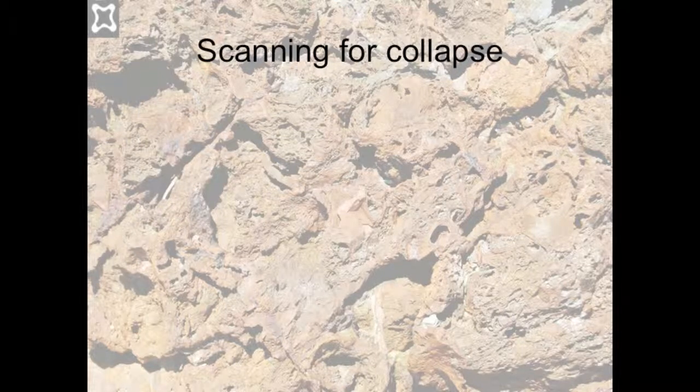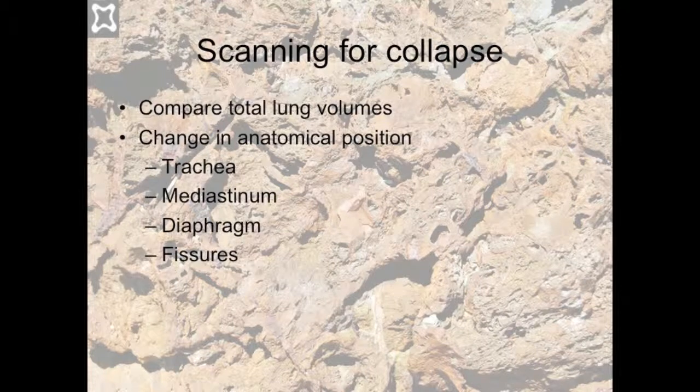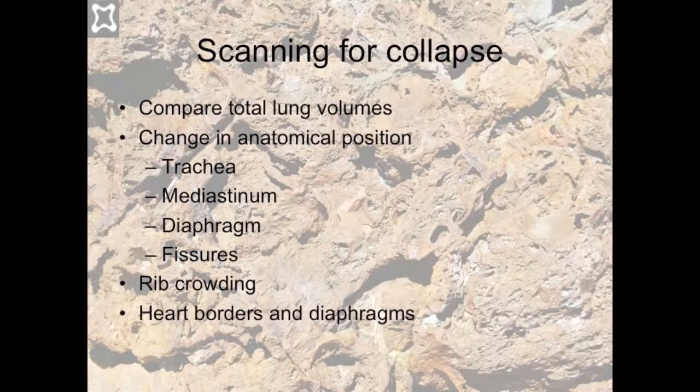Initial scanning of the film for collapse should include an immediate assessment of the total lung volume comparing right with left, identification of the positions of the trachea, mediastinum, hilar, horizontal fissure and diaphragms, signs of rib crowding, where the ribs on the affected side get closer together due to the loss of lung volume, a careful examination of the heart borders for areas of blurriness, and examination of the film for typical collapse patterns. It is always easier to detect subtle changes by comparing with available older films.